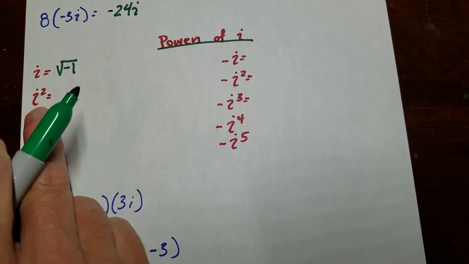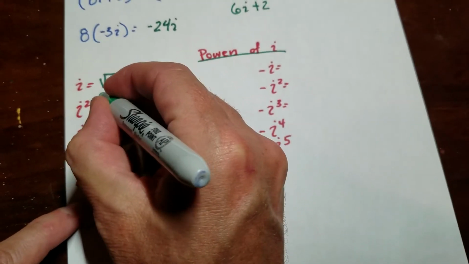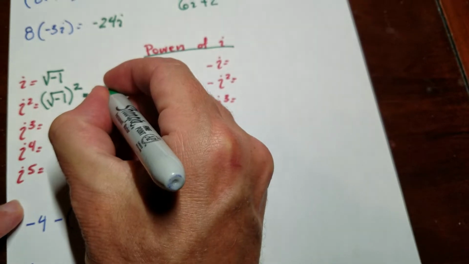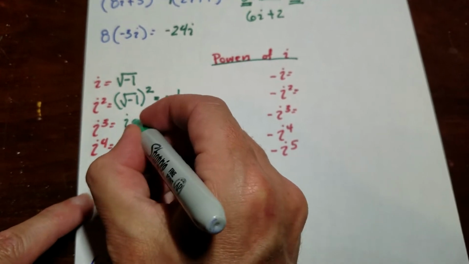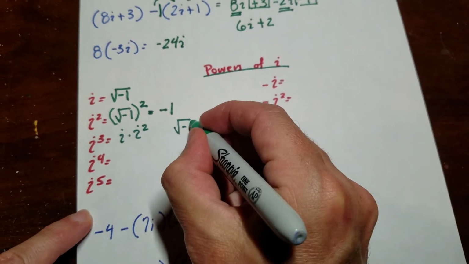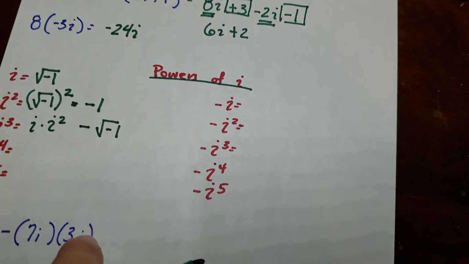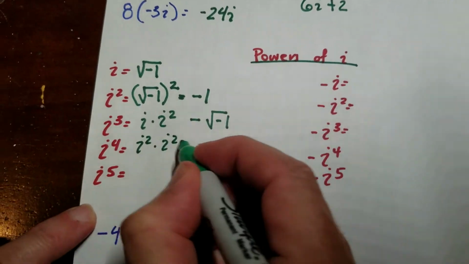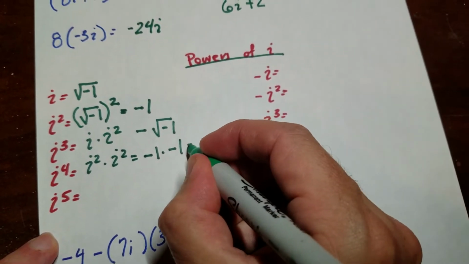So i squared is this times this, which is basically the same thing as saying the square root of -1 squared, and this 2 cancels out the square root symbol. So that's -1. Now i to the third power is basically i times i squared. And we know that i is the square root of -1, and we know i squared is a negative. So it's the opposite of the square root of -1. And i to the fourth power is i squared times i squared. We know i squared is -1. So that's -1 times -1, so that's just a 1.